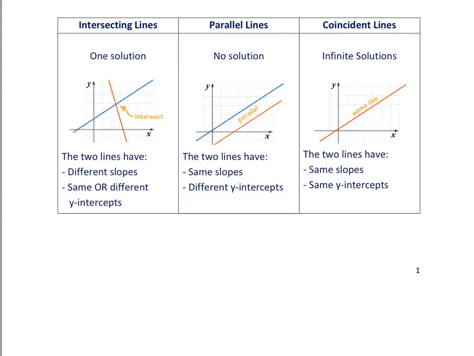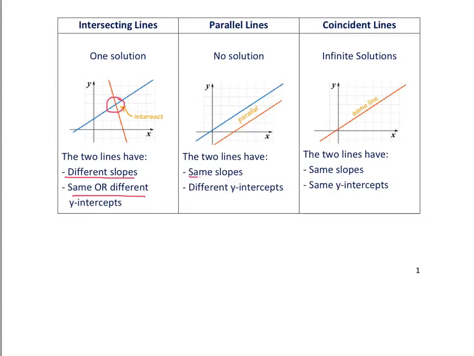When comparing the slopes and y-intercepts, you have to look at the equations and see if they're the same or different. If two lines have different slopes and the same or different y-intercepts, it doesn't really matter about the y-intercepts, then there's one solution because those two lines will meet at one point.